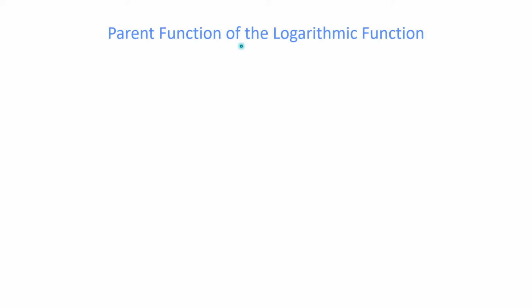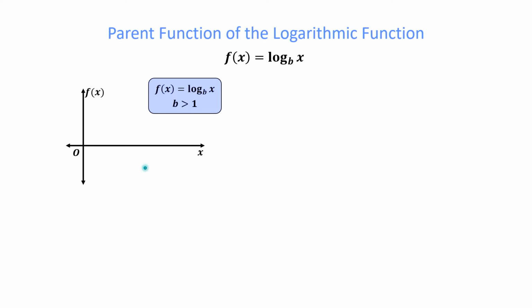Now let's look at the parent function of the logarithmic function. So we have f of x equals log base b of x, and we actually have two types. We have the first one, which has the condition that the base b has to be strictly greater than 1. Okay, so let's see what the graph of this looks like.